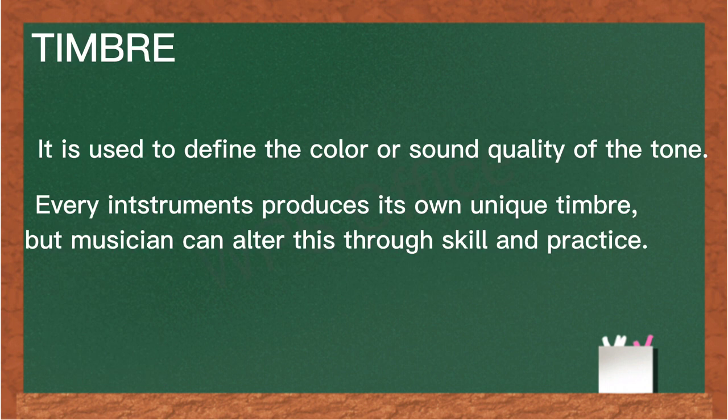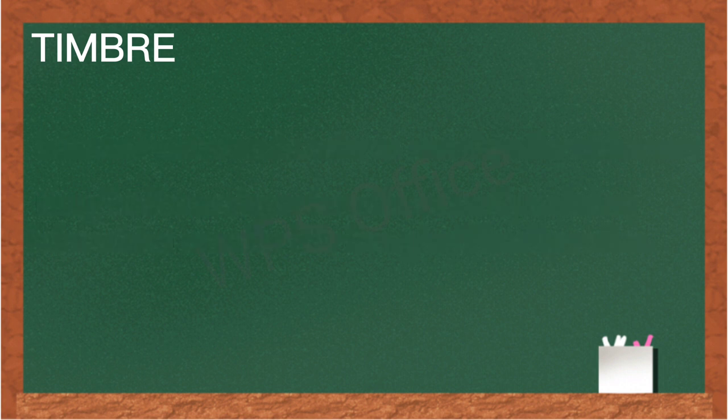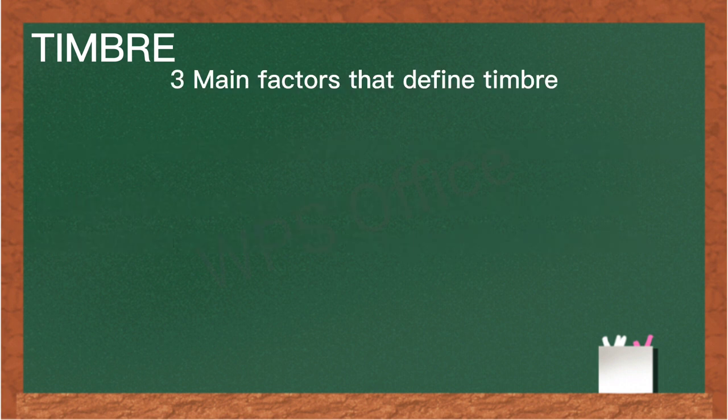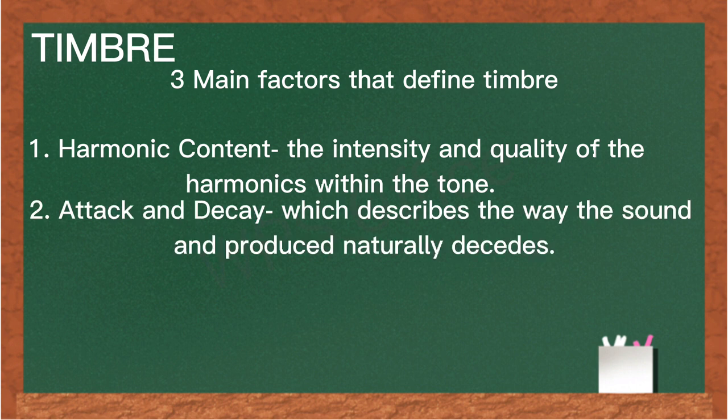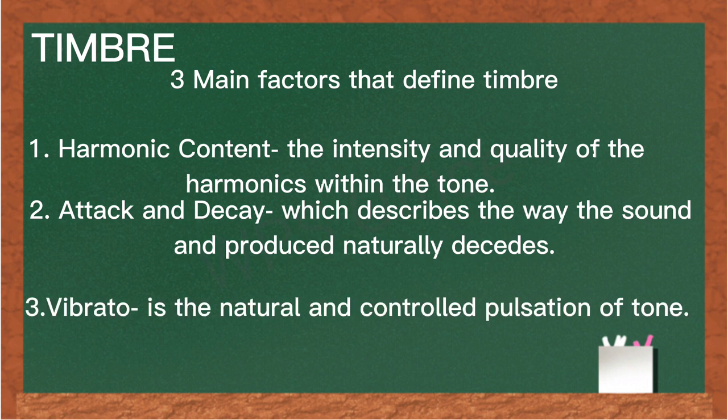Timbre. Timbre is used to define the color or sound quality of a song. Every instrument produces its own unique timbre, but musicians can alter this through skills and practice. Scientifically, there are 3 main factors that define timbre. Number 1, harmonic content, or the intensity and quality of harmonics within the tone. Number 2, attack and decay, which describe the way the sound is produced and naturally recedes. And number 3, vibrato, the natural and controlled pulsation of a tone.